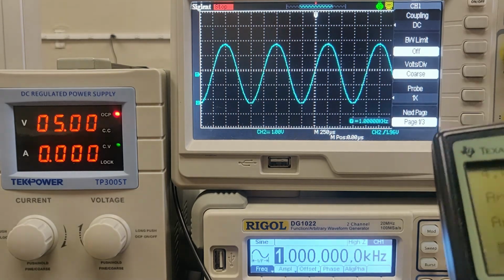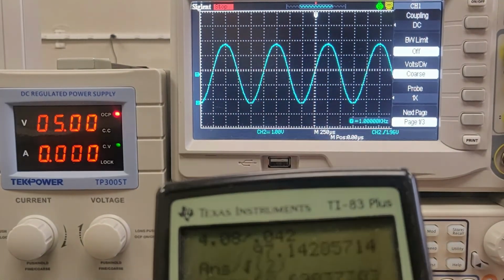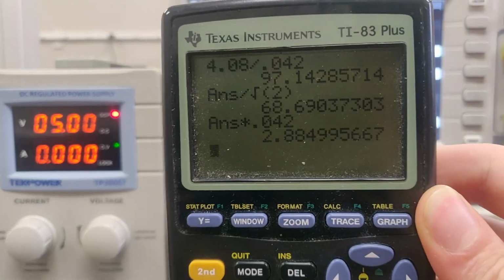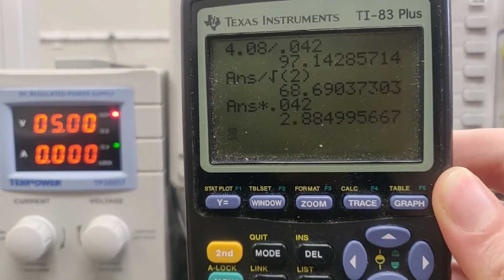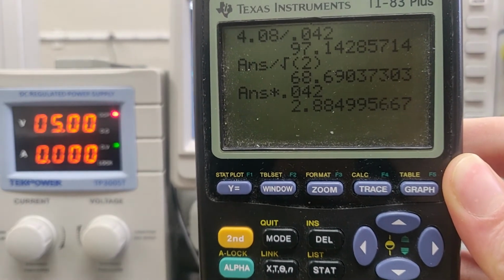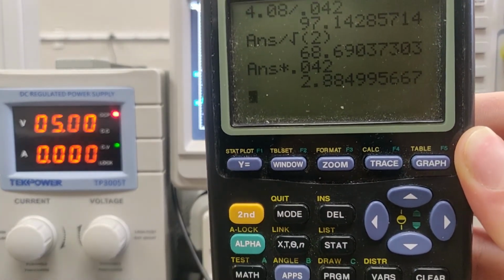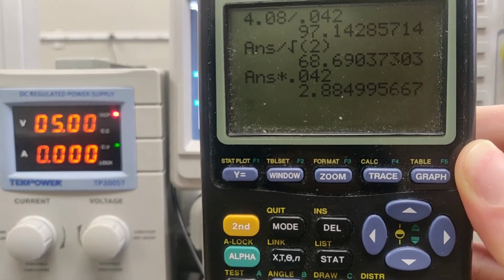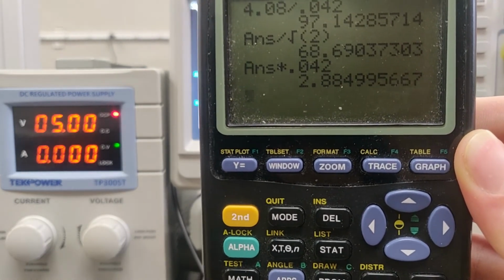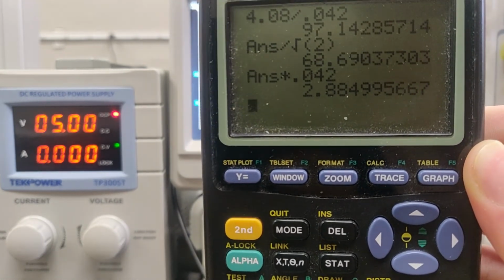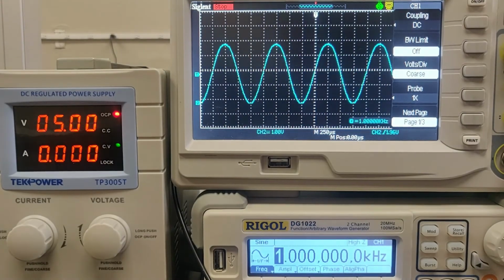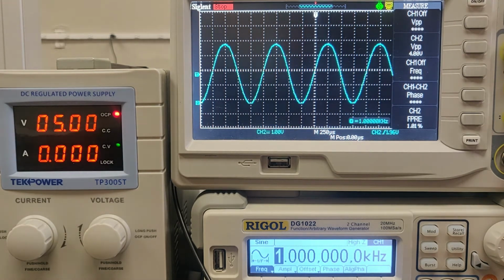Okay, again, to find our bandwidth, 1 over root 2 times our max gain gets us 68.7. And then assuming that our input voltage stays around 0.042, then our output amplitude should be around 2.88 volts. So let's see if we can find that.